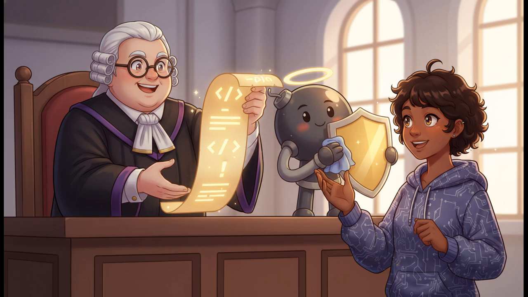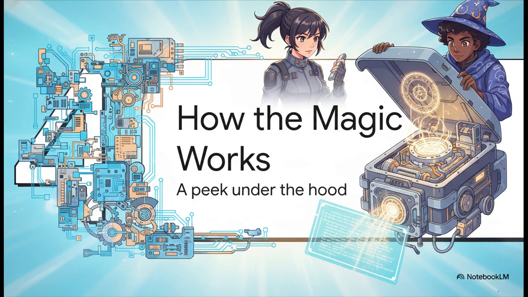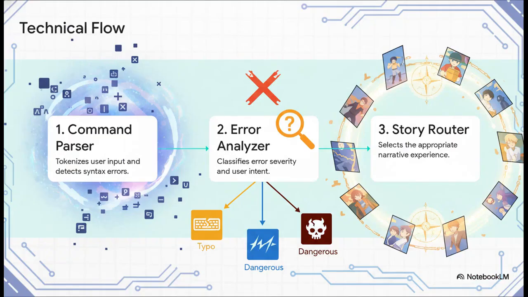So you might be wondering, okay, this sounds great, but how does all this magic actually happen? Let's take a quick peek under the hood at the tech that makes this engine tick. Underneath all that creativity, the actual flow is incredibly simple and elegant. First, a parser breaks down your input. Second, an analyzer classifies the mistake. Is it a typo, a syntax error, something more serious? And third, the story router uses that analysis to pick and deliver the perfect narrative. It's a really powerful and efficient pipeline, from your mistake to your story.